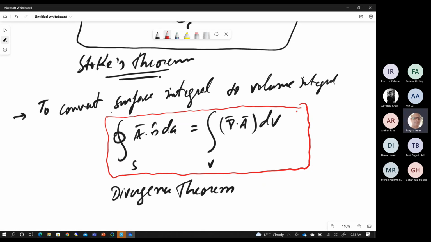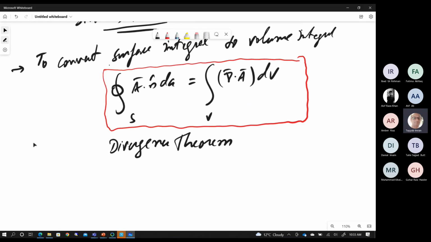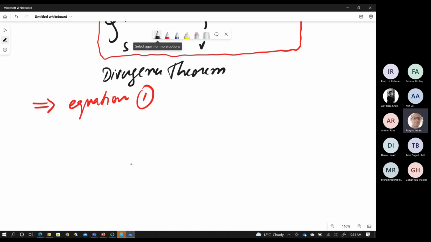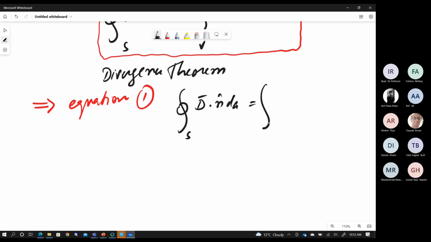ठीक है, अगर आपको याद है अभी हमने एक इक्वेशन लिखी थी which was Gauss's law in electric field, और ये इक्वेशन थी इक्वेशन नंबर 1. ठीक है, और ये इक्वेशन नंबर 1 जो है that is okay. अब इसमें have to apply these things.